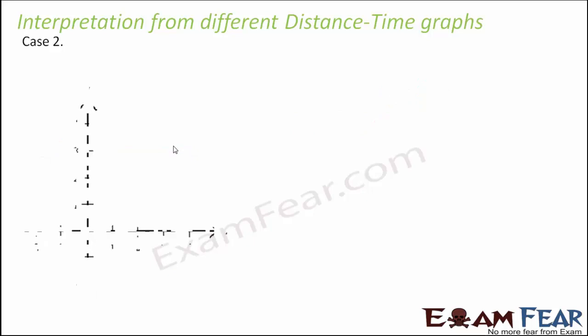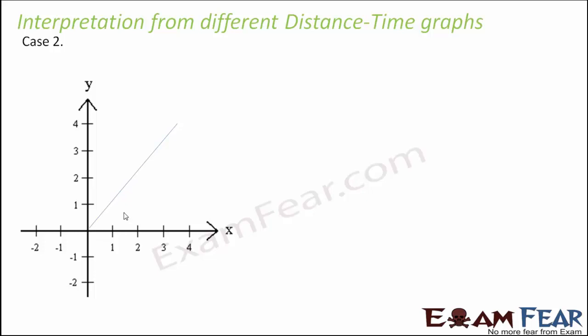Let's look at another case. Here you see a different graph. Here you have a graph like this where you see the time is increasing. Each point on the graph, if you look at each of these points, corresponds to a point on the x-axis and a point on the y-axis. And as the value of time is increasing from 1 to 2, from 2 to 3, similarly the distance covered is also increasing from 1 to 2 and 2 to 3.